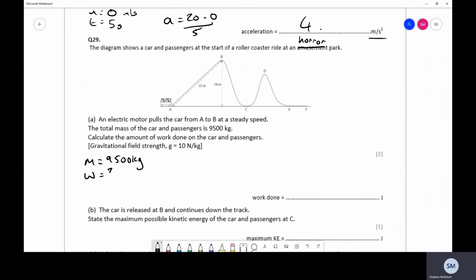It's asking me for work done in joules on the car and the passengers. And it's giving me a gravitational field strength of 10 newtons per kilogram. Well then, work done, mass, gravity? There must be something more here. Well, look, we've got two choices. We've got 25 meters and we've got 18 meters. That's the distance that it moved and that's the height that it went up. Which one are we going to use?